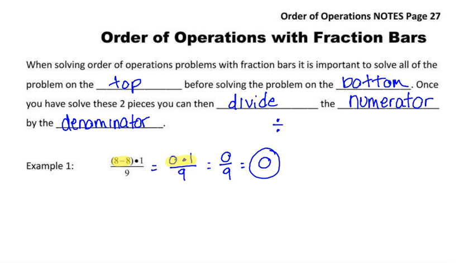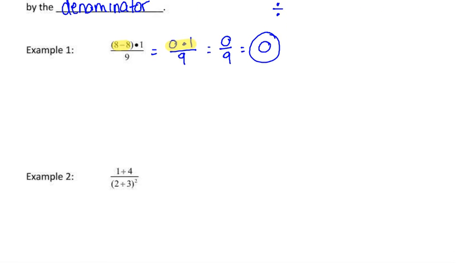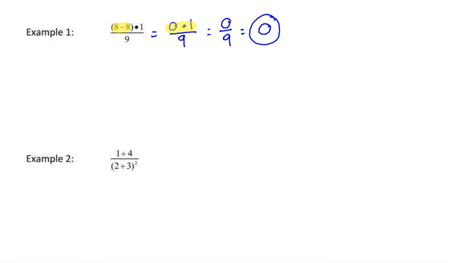Let's look at a second example. In this example, I'm going to work it top to bottom so you can see the different method. So I'm going to solve all the top first, and I'm going to go up and down. So 1 plus 4 is going to come first, and that's going to be 5. And then I'm going to do the bottom.